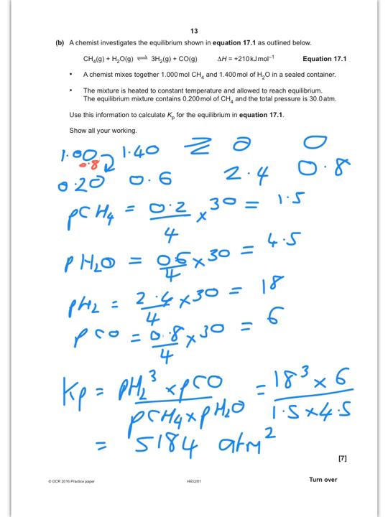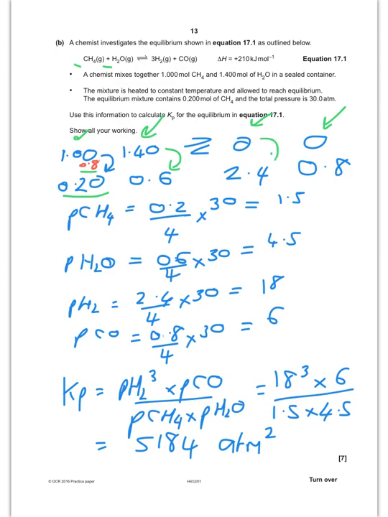So this is quite a nice question. It wants us to calculate Kp. So for Kp, first of all we need to work out our moles at equilibrium. We start off with 1 mole of methane, 1 mole of H2O, nothing of hydrogen and nothing of carbon dioxide. I end up with 0.2 moles of methane, which means I've lost 0.8 moles of methane, which means I must have also lost 0.8 moles of water because it's a 1-to-1 reaction.